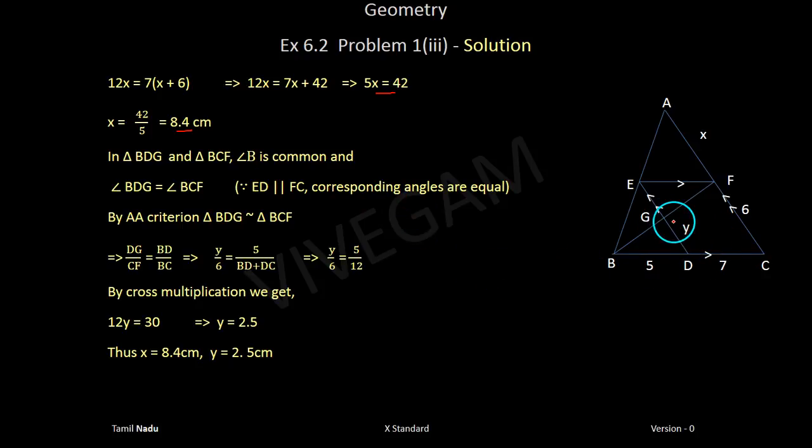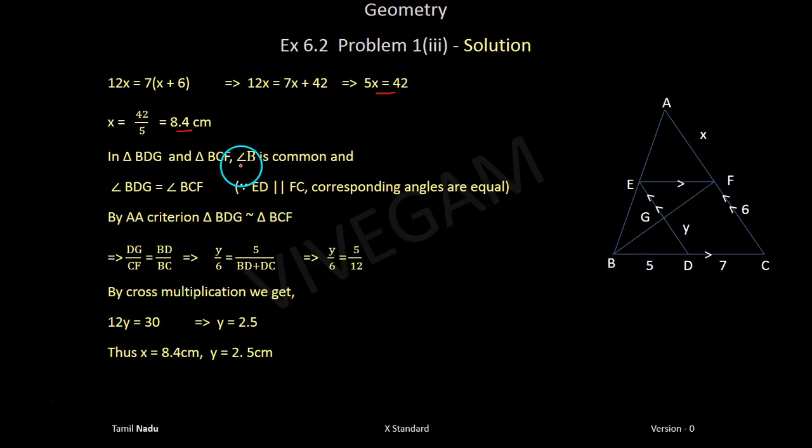Y, if you carefully look, is involving this triangle and this triangle. So these two triangles are to be shown as similar first. Okay, so if you take these two triangles, that is triangle BDG and BCF.